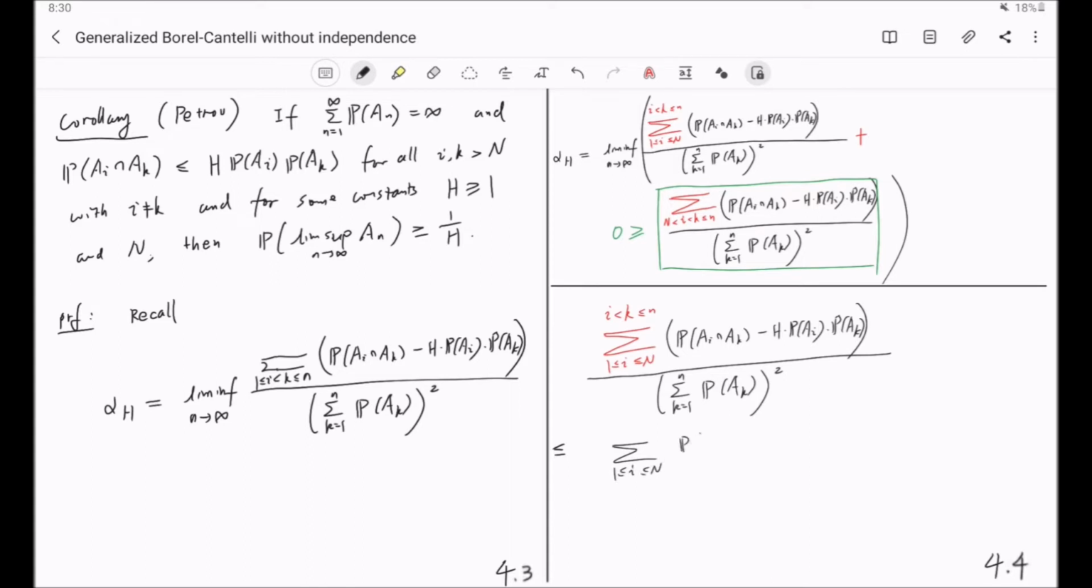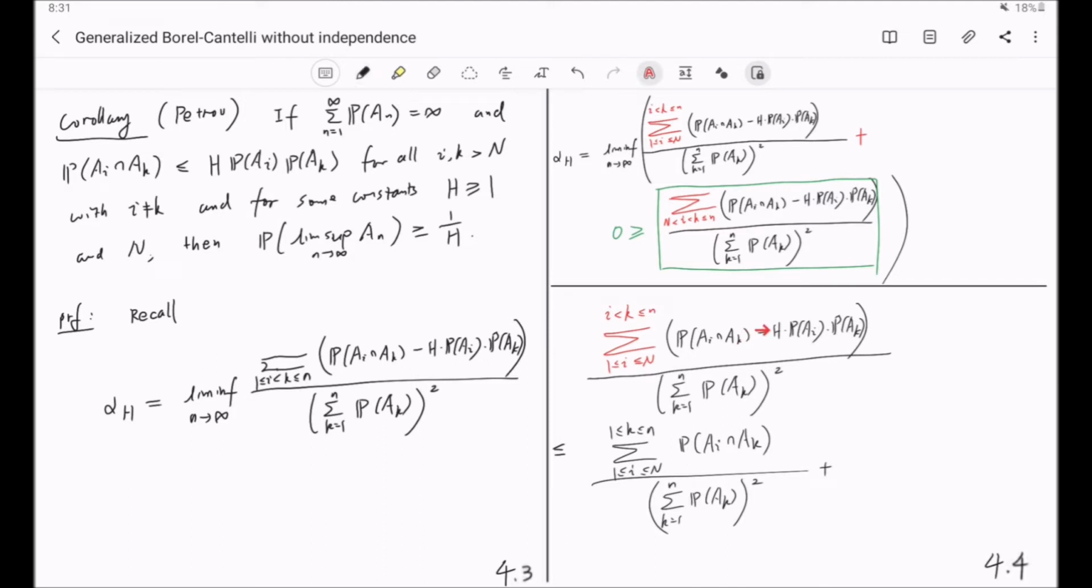where n is fixed, of the probability of AI intersection AK, where we do not put any restriction on AK, except that it is between 1 and n, divided by the original denominator, the square of this sum of probabilities. This is the first part.